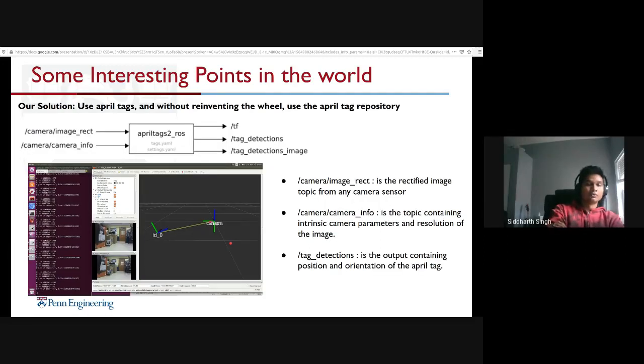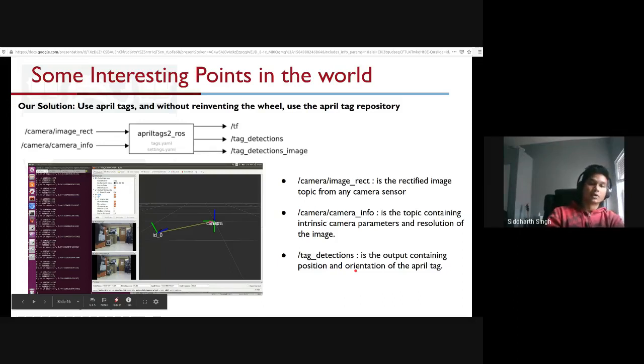So we use something called the April tags library from ROS, and it works very nicely, very smooth. It will take in a camera image and it will take in the camera info. The camera info is nothing but the intrinsic camera parameters, and it will give you the transform between what it's seeing, which is the April tag, and itself, right? It's very simple, very easy. It will take in the rectified image. It will take in the topic which contains the intrinsic camera parameters and resolution of the image, and it will output the position and the orientation of the April tag itself.